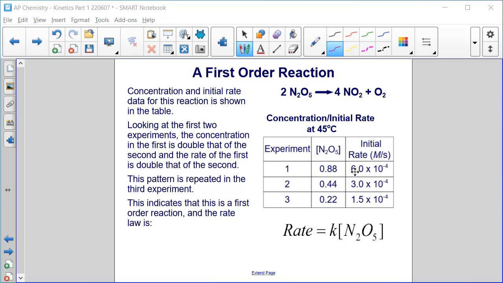Well, we have times 10 to the minus 4 in every case here, so we can just look at this number to see what's going on. We're going from 6 to 3 to 1.5. It's getting cut in half. So every time we decrease the concentration by half, the rate decreases by half as well. Decrease the concentration by half again, and the rate is cut in half again. This indicates that this is a first order reaction, and so the rate law is equal to k times the concentration of N2O5.